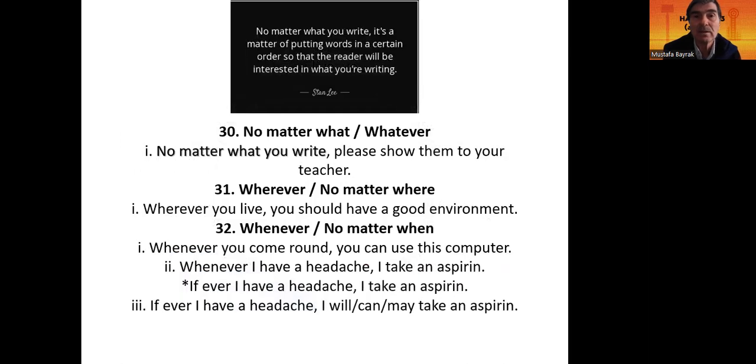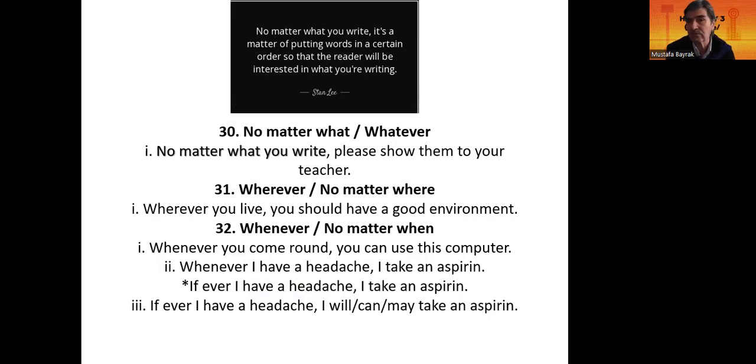Now, no matter what you write, it is a matter of putting words in a certain order so that the reader will be interested in what you are writing, whatever you are writing, no matter what you are writing. No matter what you write, please show them to your teacher. Wherever or no matter where, wherever you live, you should have a good environment.